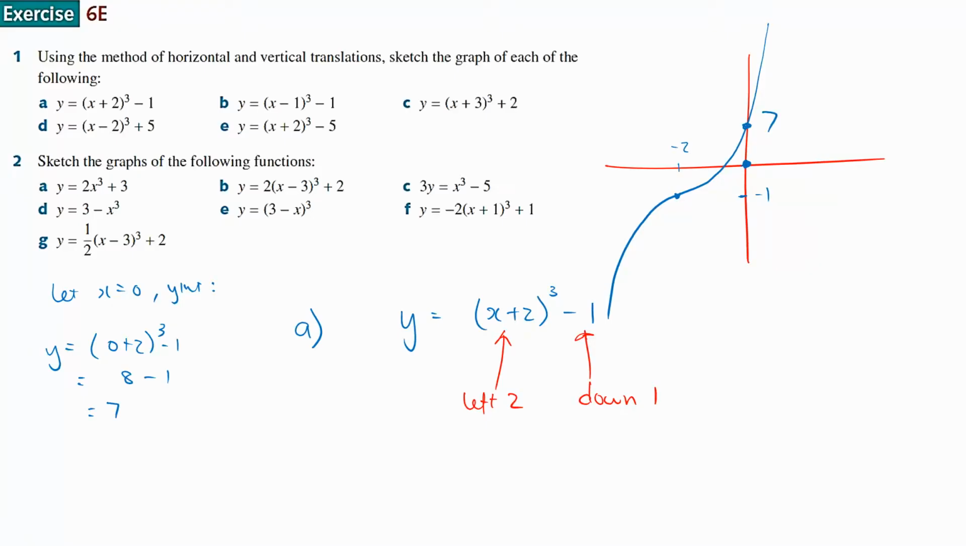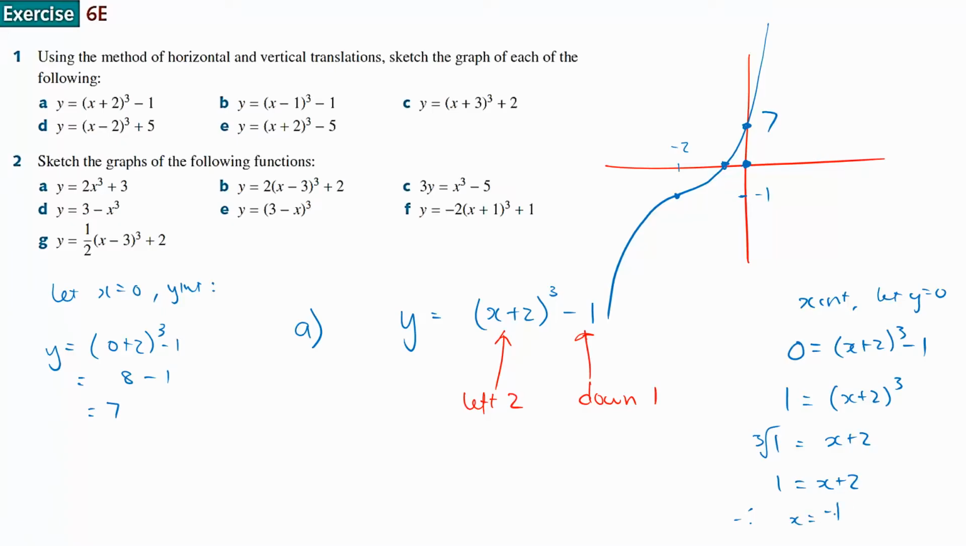So I know that must be 7. The only thing I'm missing now is my x-intercept. To find the x-intercept, you let y equal to 0, because you know the y coordinates are always 0. So we do that. 0 equals (x plus 2) cubed minus 1. Add 1 on both sides. 1 equals (x plus 2) cubed. To remove the cube, what would you do? Cube root. What's cube root of 1? 1, because 1 times 1 times 1 is 1. So this is now x plus 2 equals 1. Therefore, x must equal negative 2 plus 1, negative 1.